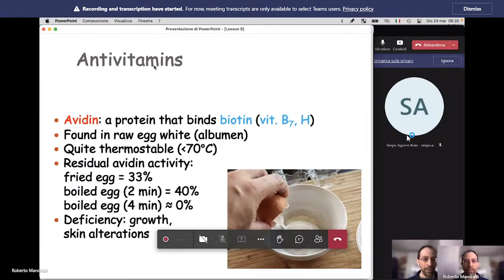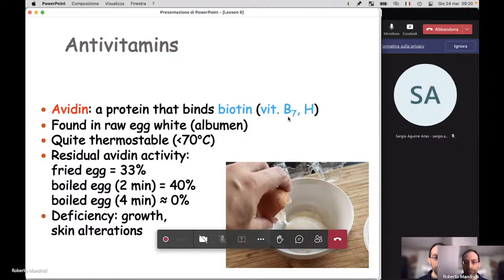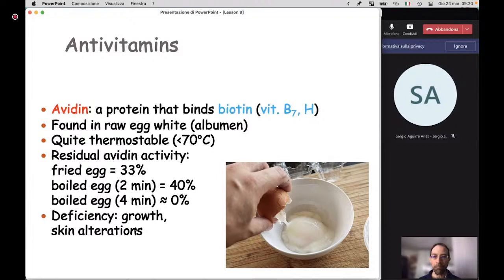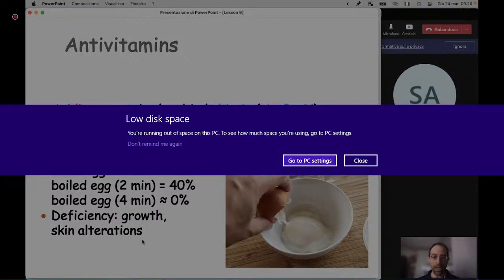Then antivitamins, that are a subclass of anti-nutrients. We had already seen one kind of anti-nutrient, which were glucosinolates, okay? But in this case, this is an antivitamin. It is avidin, which inhibits the absorption of vitamin B7 due to the fact that it strongly binds this vitamin, okay? And this can cause mainly problems in the skin and in children, growth problems.